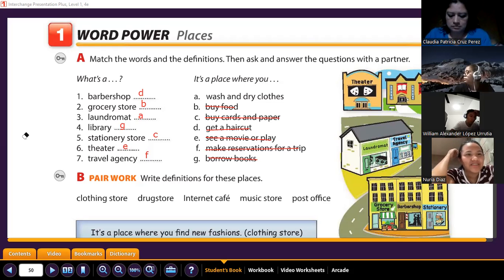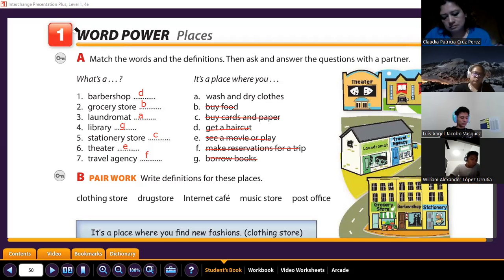What's a theater? It's a place where you see a movie or play. A movie or play, correct. And to finish, travel agency, right? Here we have, again, William and Wilson, right? William, you make the question, Wilson the answer. The number one, teacher. Number seven, travel agency.